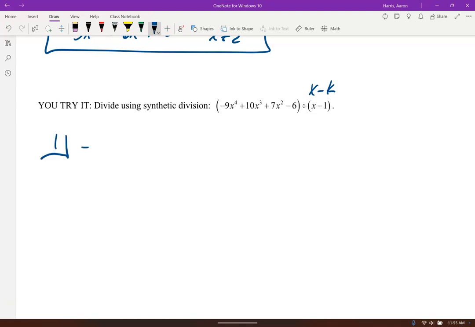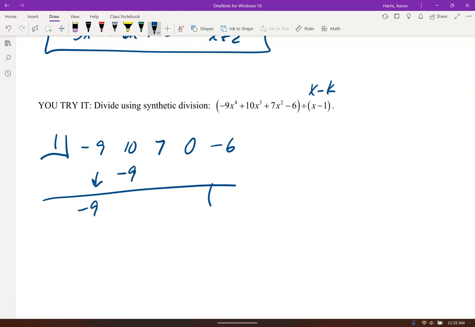And it goes negative 9x to the 4th, 10x cubed, 7x squared, no x, so put a 0 in, and then a constant minus 6 on the end. Drop the negative 9 down, multiply by 1. 10 minus 9 is 1. 1 times 1. 7 plus 1. 8 times 1. 0 plus 8. 8 times 1. Negative 6 plus 8, 2.